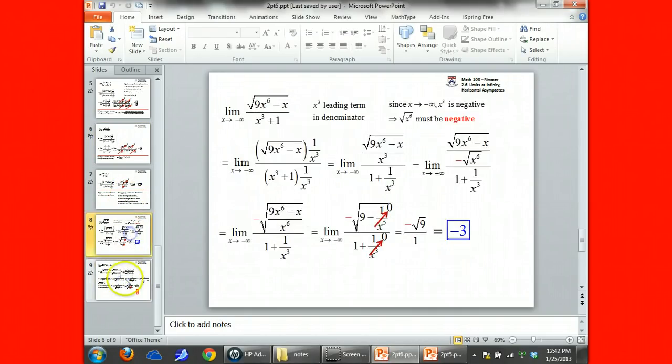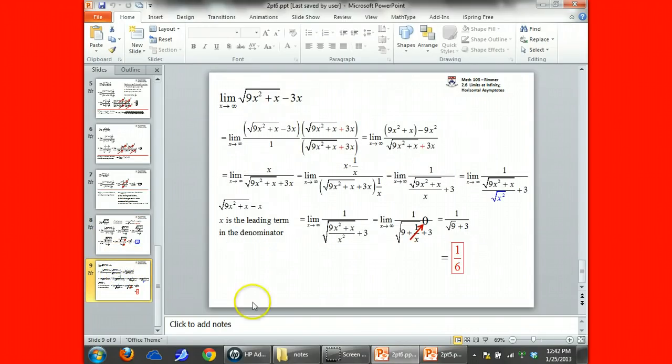Okay? And so here's two examples. We don't have time for this one. This one is very involved. We'll start with this one on Monday. But we do have time for this one. Let's see if we can do this one.